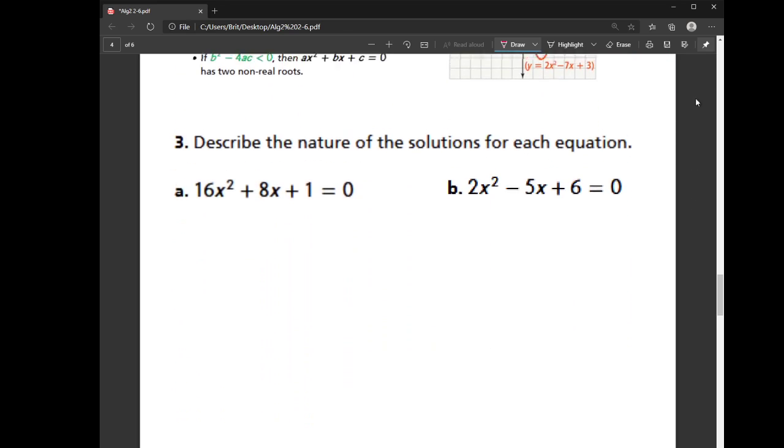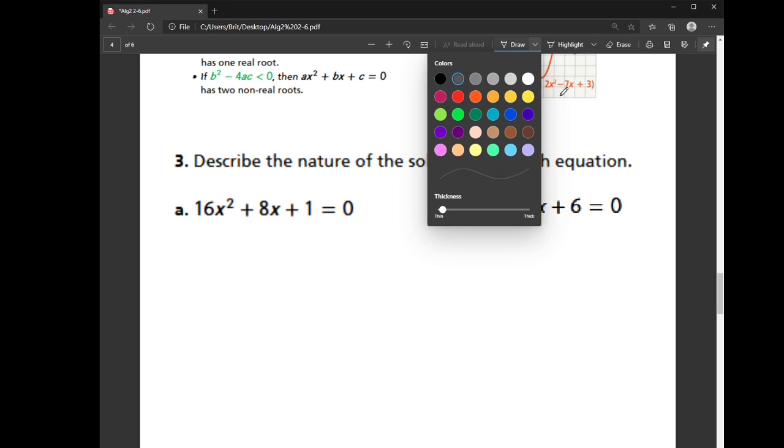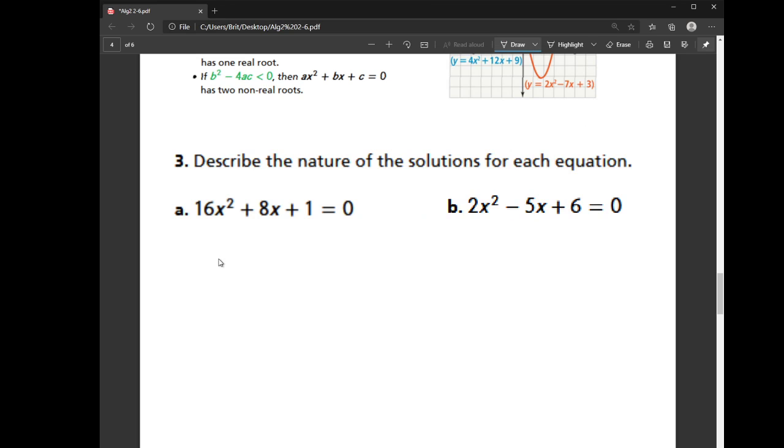So here, I think this might even be the try it, it says to describe the nature of the solutions of each equation. What they mean is to say whether they're real or imaginary, essentially. So I'm using that discriminant, the b squared minus 4 times a times c. I'm just getting ready to start plugging stuff in. So we need to identify our a, b, and c. My a is 16, my b is 8, and my c is 1.